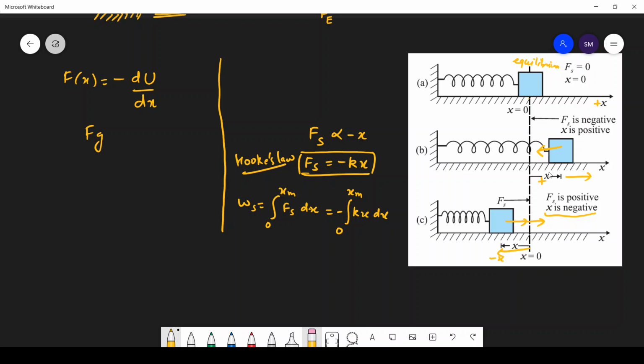What is this 0 to xm? It was 0 over here, and the maximum I have stretched it up to here, so I will call this xm. If I stretch it up to here, I will call it minus xm. Once I have stretched it here, the work done by the spring force will be negative, because displacement is in this direction and spring force is in this direction. So that is why you will find the work done negative.